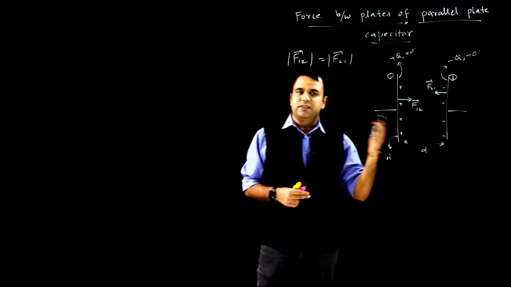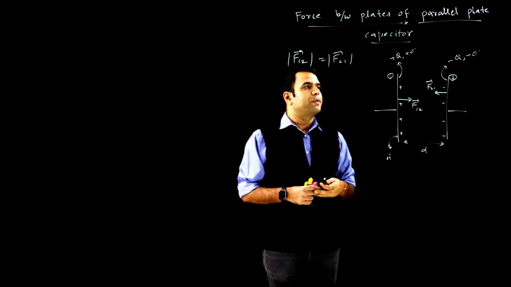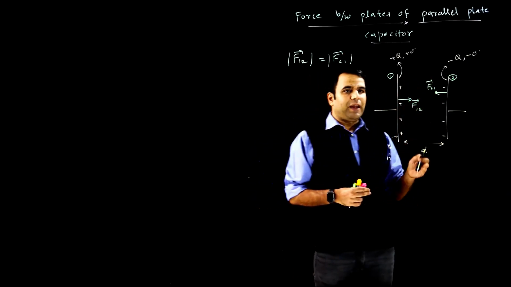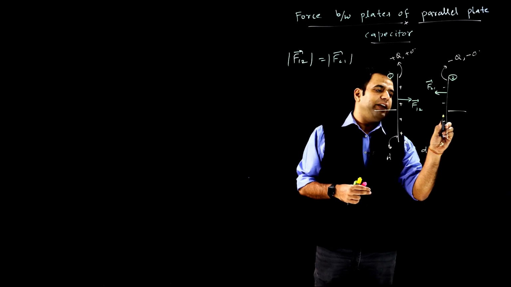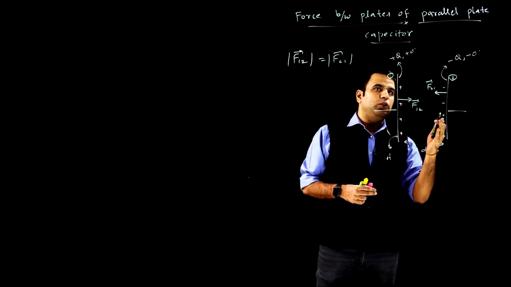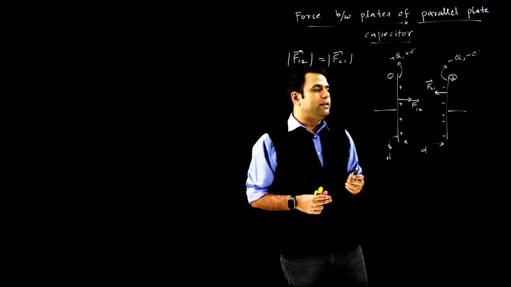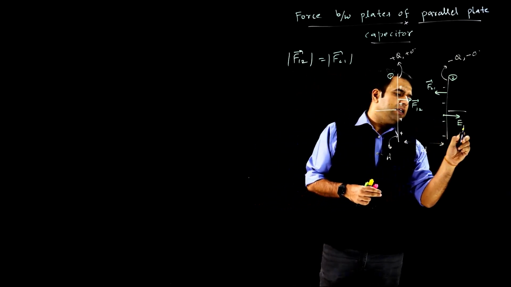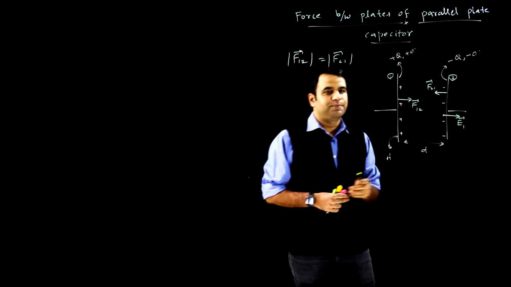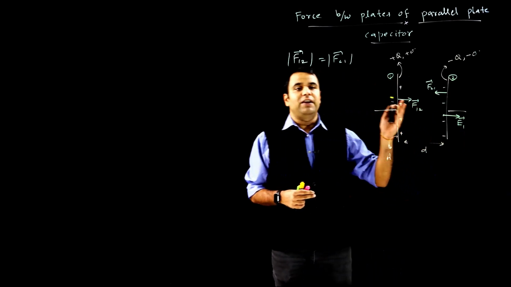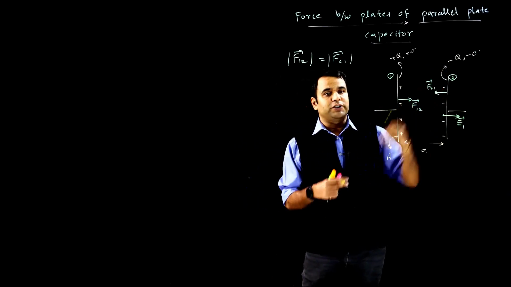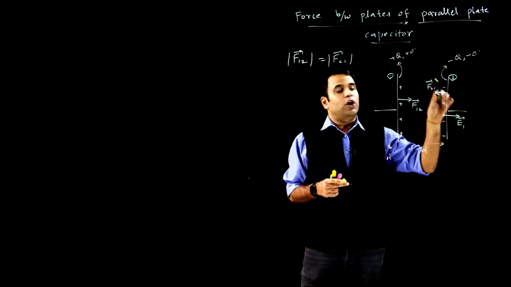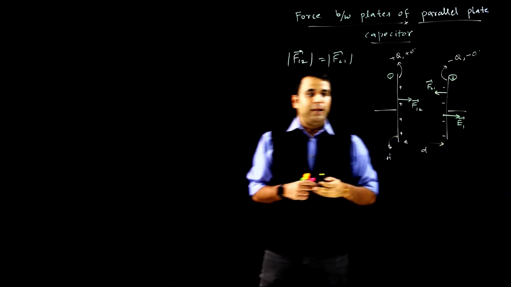We want to calculate this force. How much is the force which is being applied? If I want to calculate the force applied onto plate 2, I have to calculate the electrostatic field near plate 2 due to plate 1. So I'll calculate the electrostatic field near the plate due to plate 1 only. This electric field will not have any component due to plate 2, because if we want to calculate the force onto 2, we will not take the electric field due to plate 2.